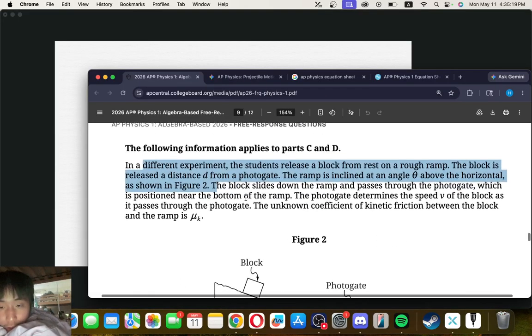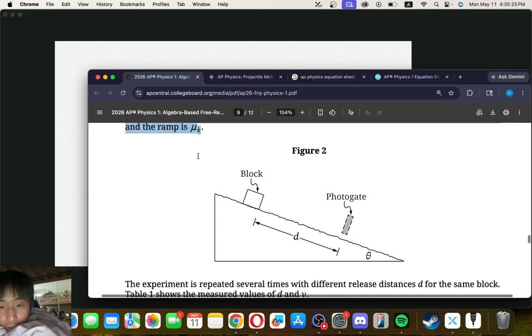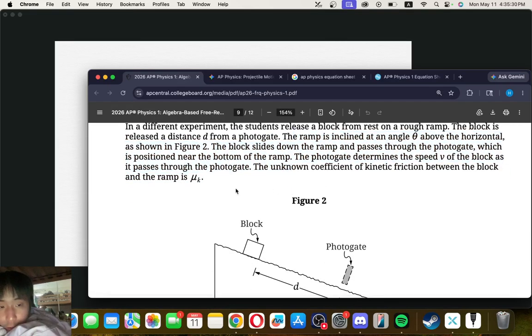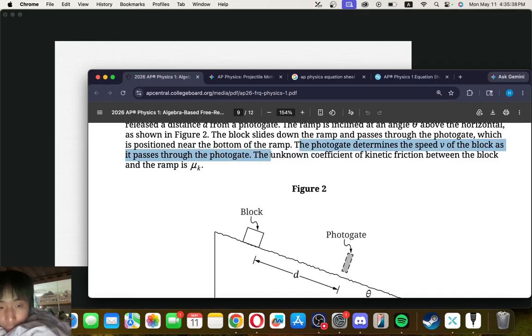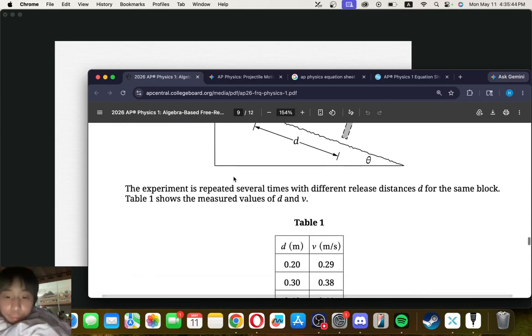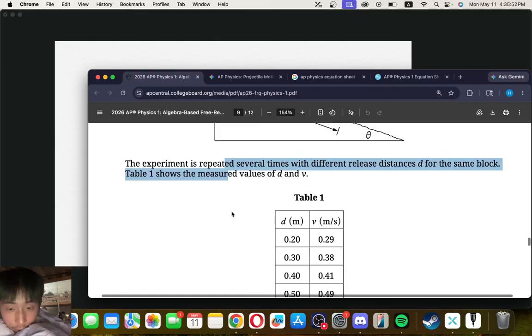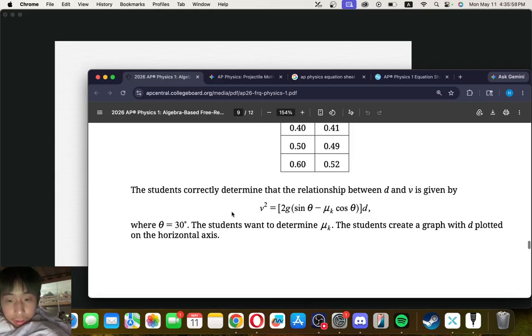And a different one, let me see what this is saying. A student releases a block from rest on a rough ramp. The block is released distance d from the photo gate. The ramp is at an incline theta above the horizontal in figure 2. The block slides down the ramp and passes through the photo gate, which is positioned near the bottom of the ramp. The photo gate determines the speed v of the block as it passes through. The unknown coefficient of friction of the block is mu k. So given d and m, here's the thing. If you know d and v, you just need to find the mass.